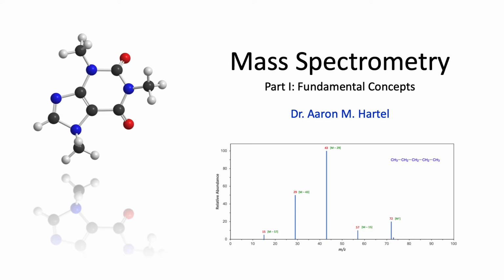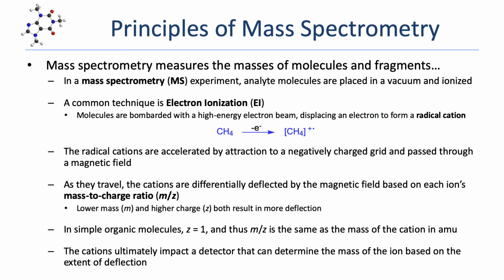In this lesson, we're going to introduce some of the fundamental concepts of mass spectrometry, covering some of the basics of how the technique works and what kind of data can be obtained from simple analyte molecules. Mass spectrometry is an analytical technique that measures masses of molecules and fragments of molecules. Mass spectrometry is performed in an instrument called a mass spectrometer.